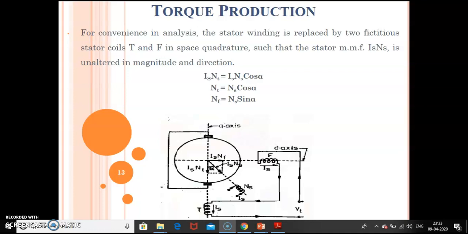From the previous discussion, it is clear that for torque production, alpha must not be equal to 0 or 90. It must lie between 0 and 90, and this is the case for this considered figure 2D.